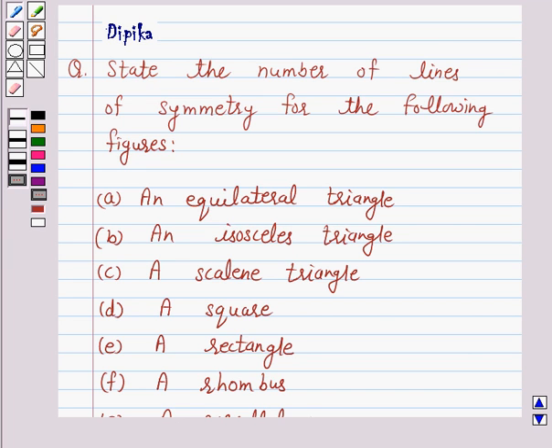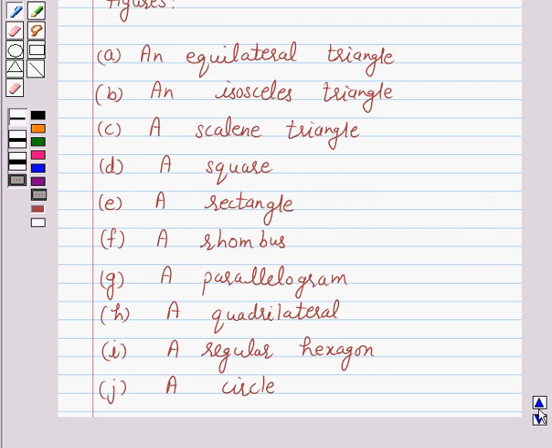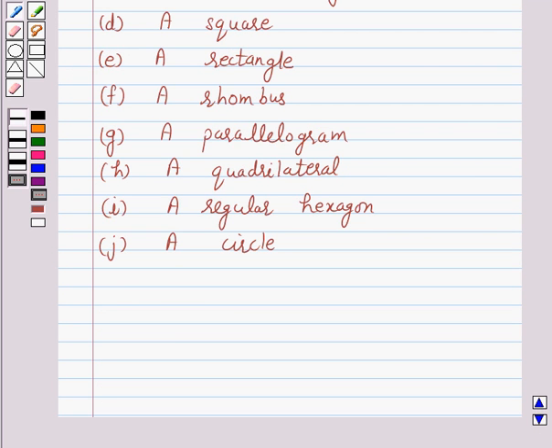I am Deepika. Let's discuss a question which says, state the number of lines of symmetry for the following figures. Now we know that a figure has a line of symmetry if there is a line about which the figure may be folded so that the two parts of the figure will coincide.